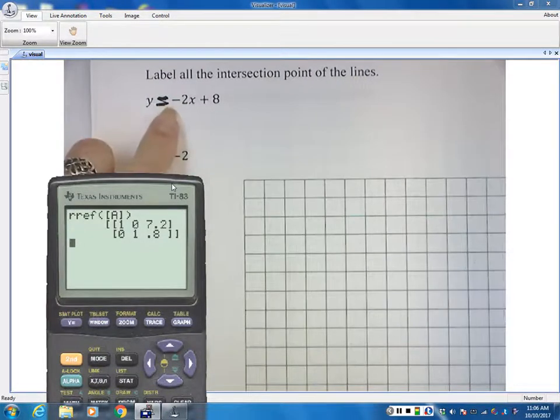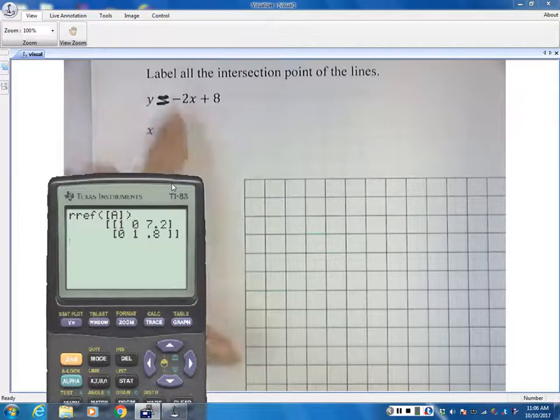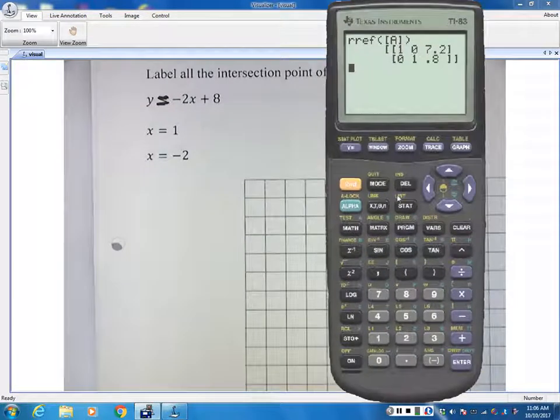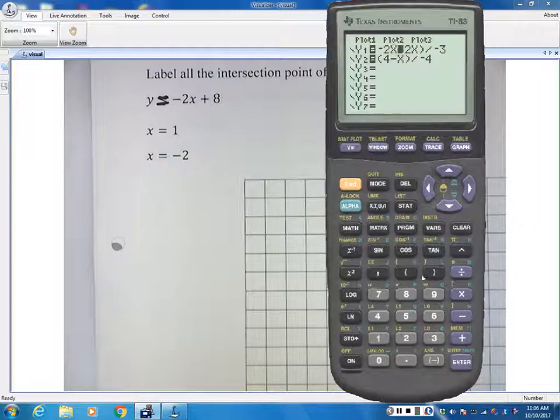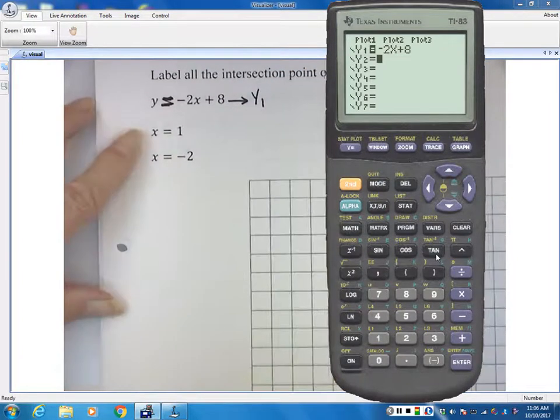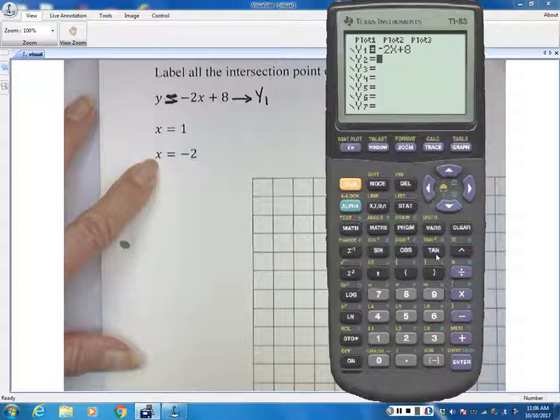Now this one, we have y equals negative 2x plus 8, and it's already in a good form for the calculator, so all we have to do is type it in. So we can put that one in y1. Then we have two x equals equations. Your calculator does not graph x equals. It only graphs y equals.